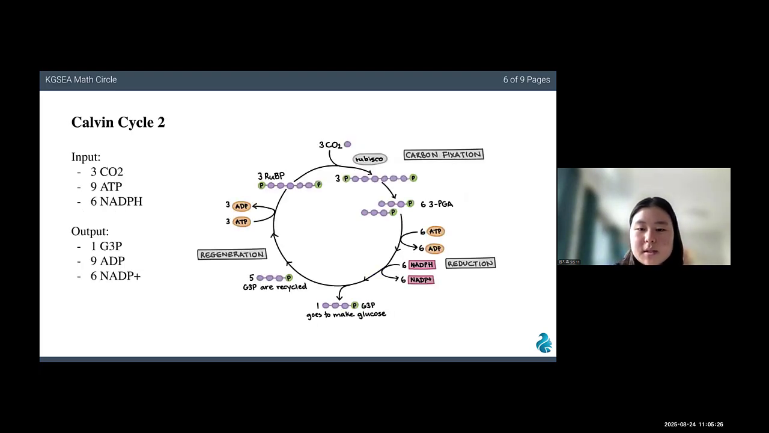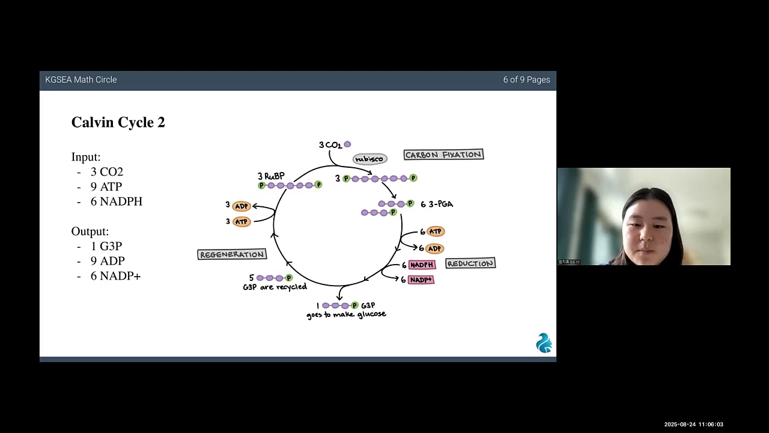So first, carbon fixation. In this step, the cycle begins when 3 molecules of carbon dioxide enter. Each CO2 molecule attaches to a 5-carbon compound called RuBP. This reaction is catalyzed by an enzyme called rubisco. The result is an unstable 6-carbon compound that immediately splits into 2 3-carbon molecules known as 3-phosphoglycerate or 3-PGA. In this stage, carbon from the atmosphere has been fixed or captured into a solid organic molecule.